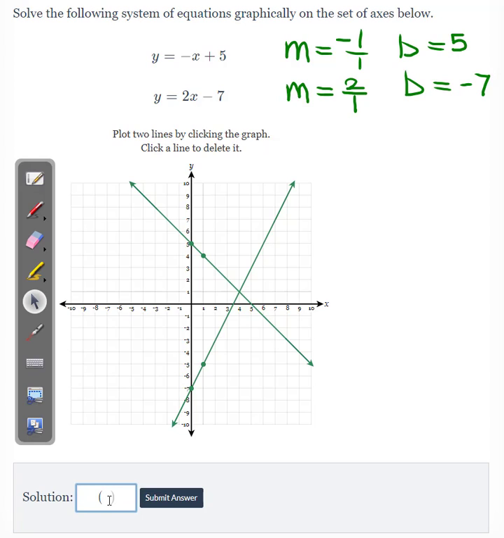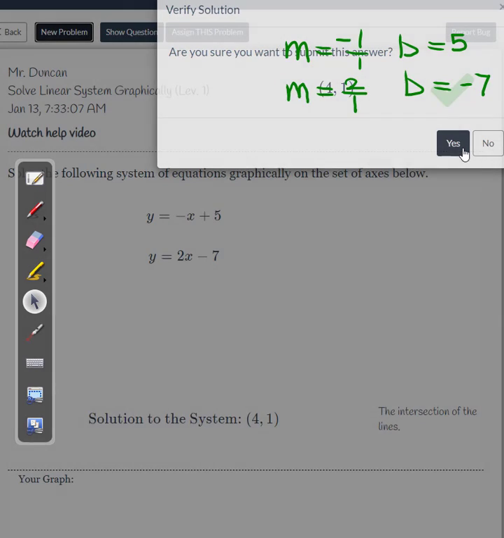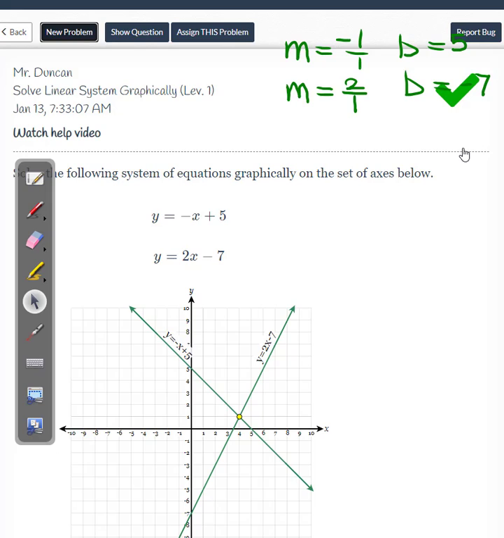of parentheses. You can go shift 9, and then I'm going to put in 4 for my x value. If you remember your ABCs in kindergarten, x comes before y, so that's what we do in math as well. And then my y value is 1, and then shift 0 to close the parentheses, and we'll submit the answer, and we're good to go. And that's it.